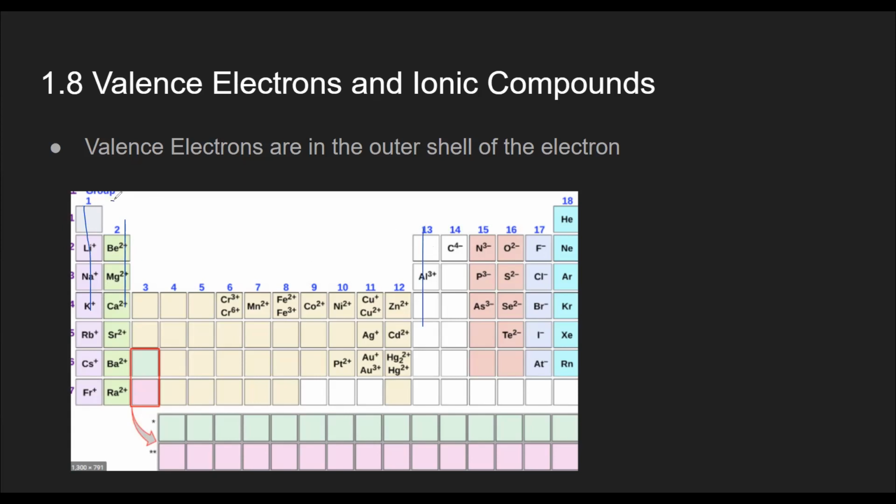So +1, +2, +3. And these three columns have negatives. So -1, -2, -3. And one other one is carbon, -4.